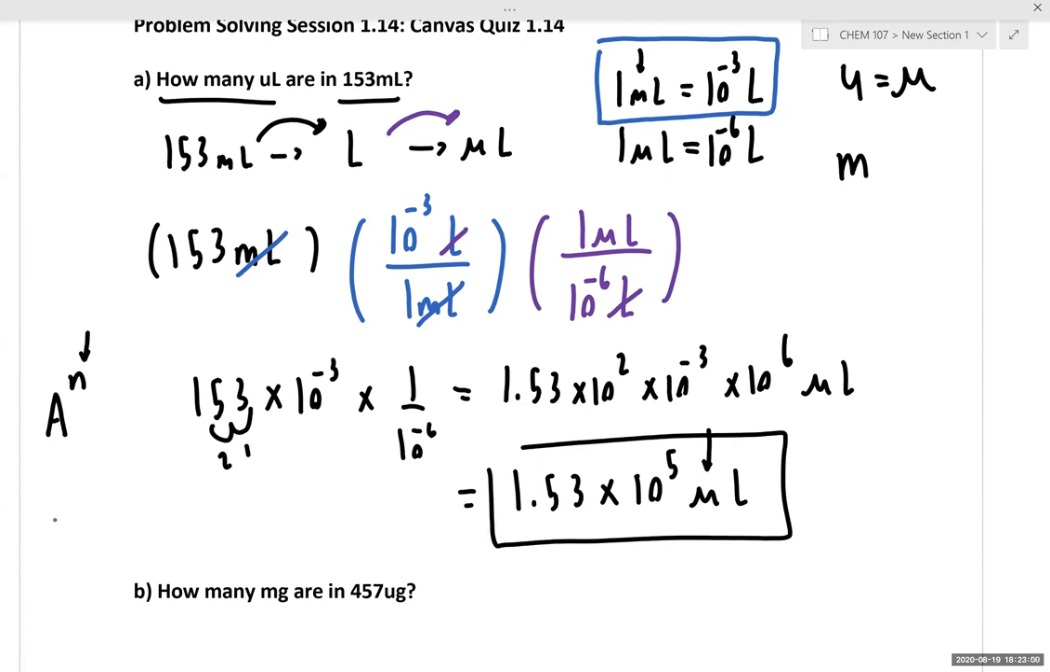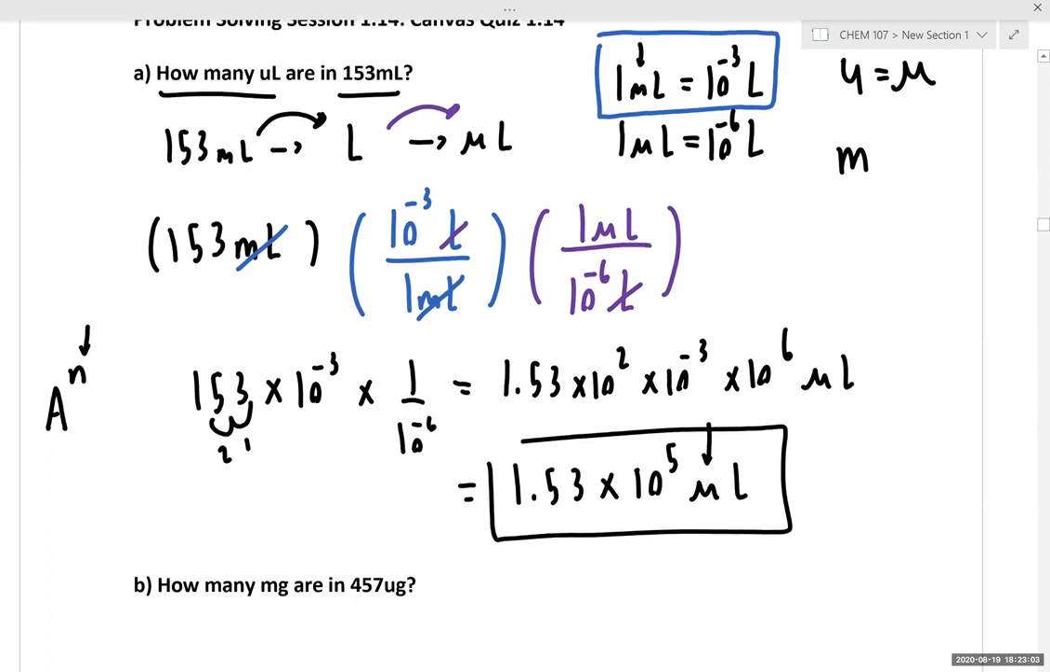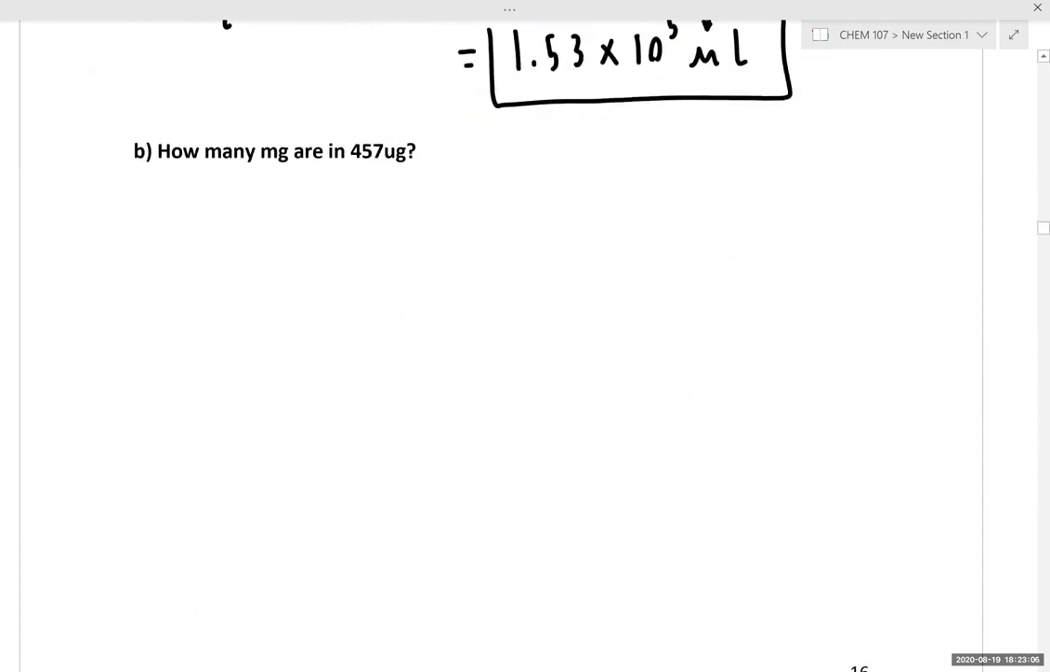Okay, so the responses I saw in the chat were wonderful for this first problem. Let's do another example, and I'd like you to tell me how many milligrams are in 457 micrograms. Let's take about 3 to 4 minutes to work on this example, and then we'll discuss it momentarily. Let's try to get some responses in the chat, and any questions that you have, put those in the chat.